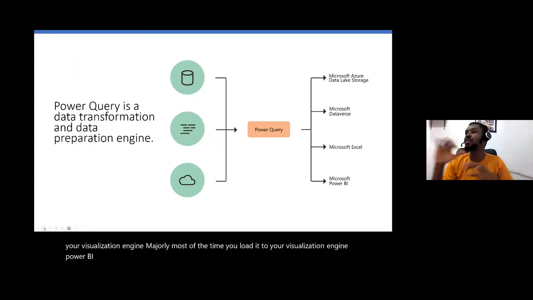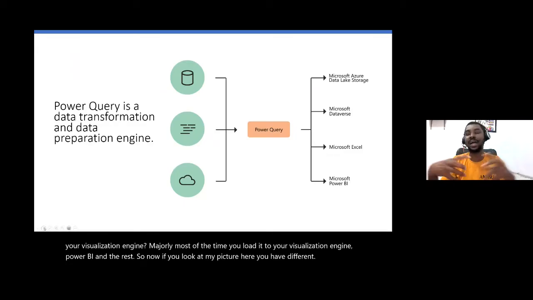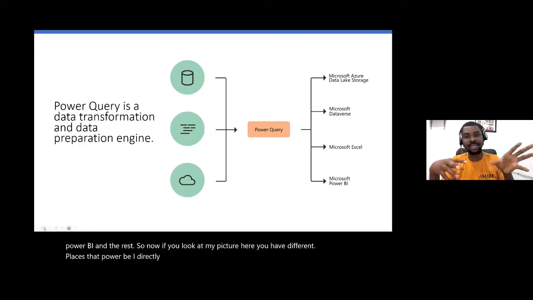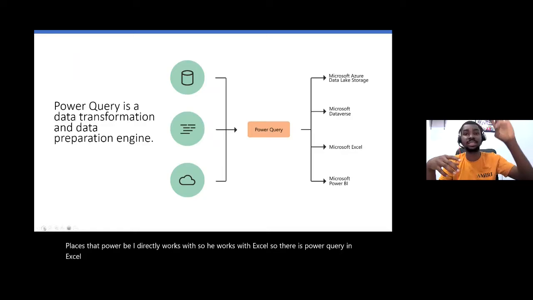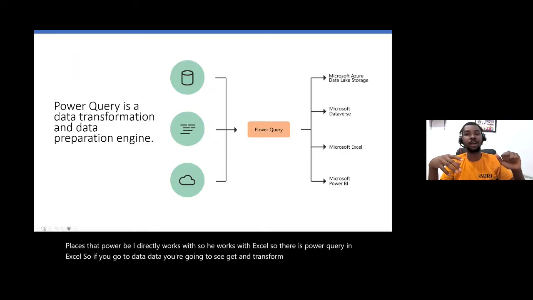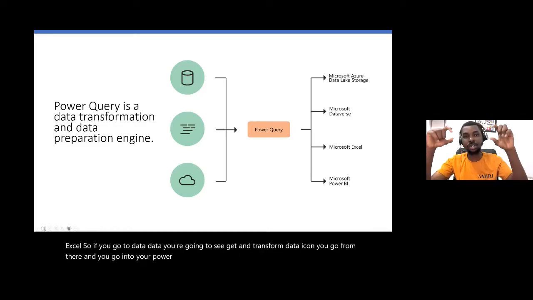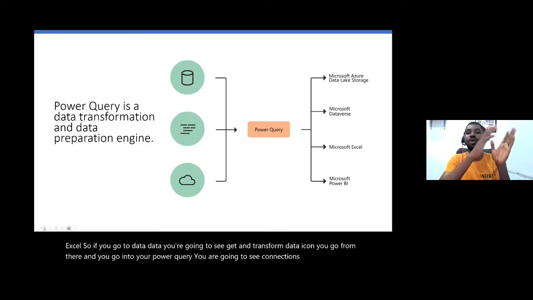Now, if you look at the picture here, you have different places that Power Query directly works with. It works with Excel. So there's Power Query in Excel. If you go to Data, you're going to see the Get and Transform Data icon. You go from there and you go into your Power Query. You are going to see connections there. So Power Query is in your Excel.